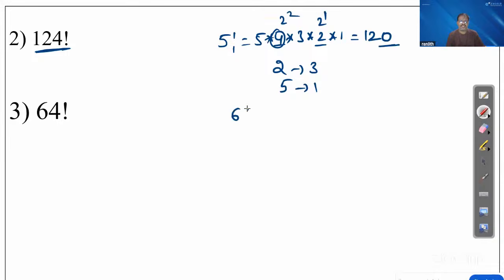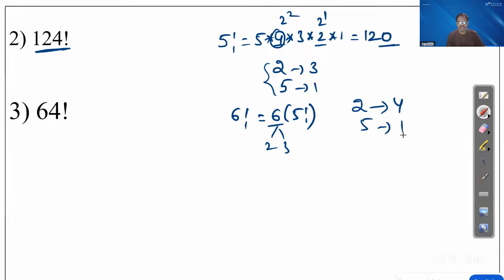And if I write 6 factorial, it can be written as 6 into 5 factorial. In 5 factorial already the number of 2's is 3. Here 6 can be written as 2 into 3. So the 2 value is increasing, while the 5 value stays the same, that is 1. Again here also the number of zeros will be only 1.